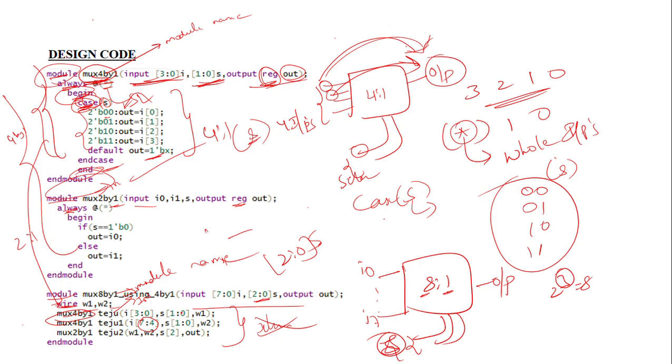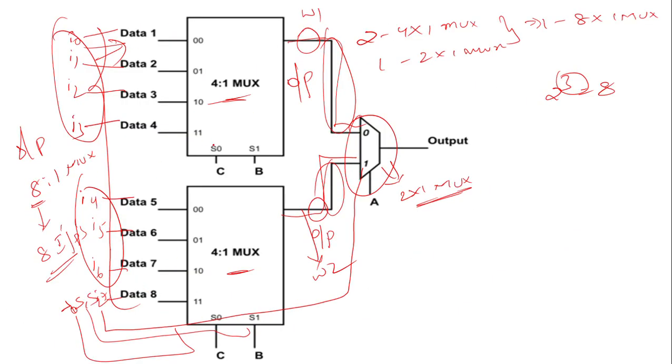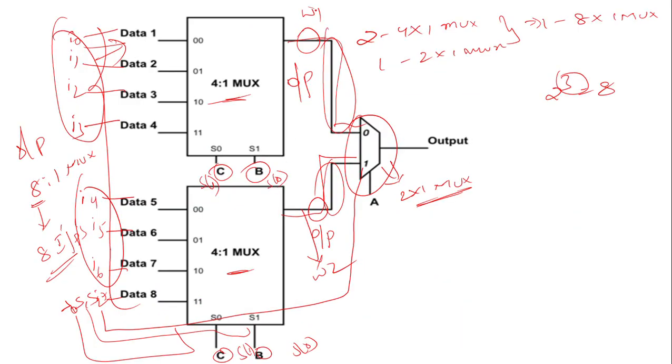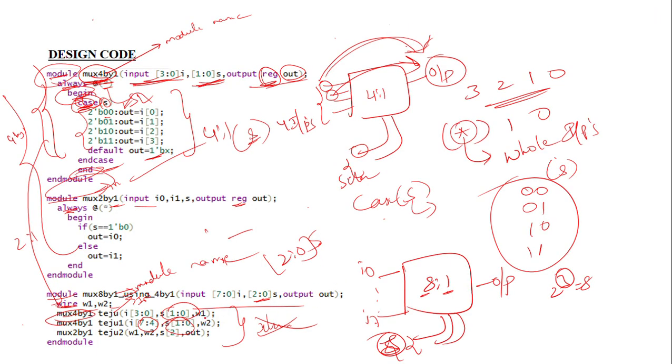Now the select lines. Both the select lines are the same here. You can observe here, BC represents S of 0, S of 1 in code. So the same select lines. In the code also, for the 4 by 1 mux, both the select lines will be the same. Then the output is the W1 wire, and this output wire is named W2. So you can simply write W1, W2.